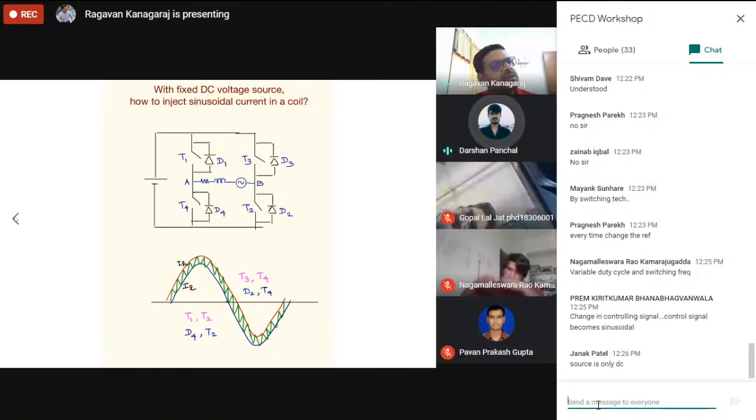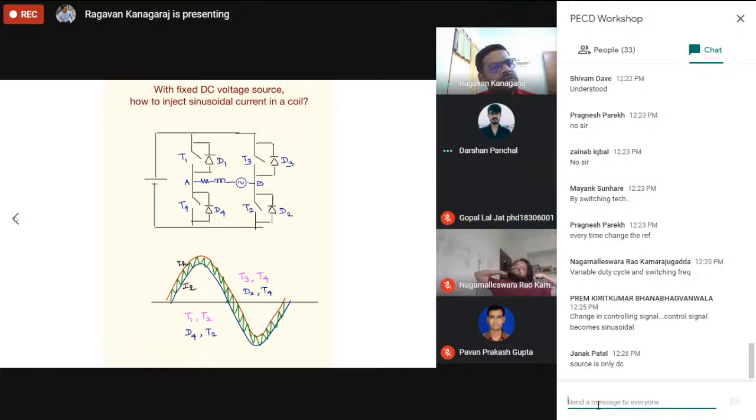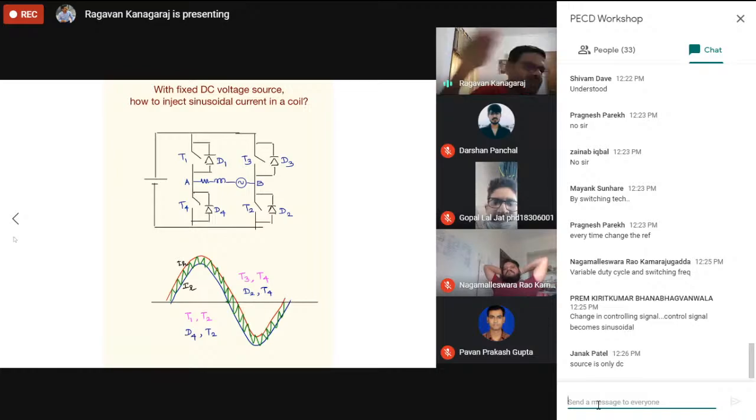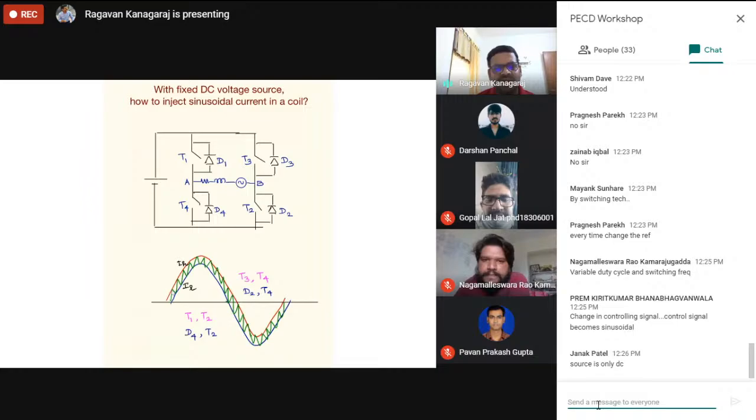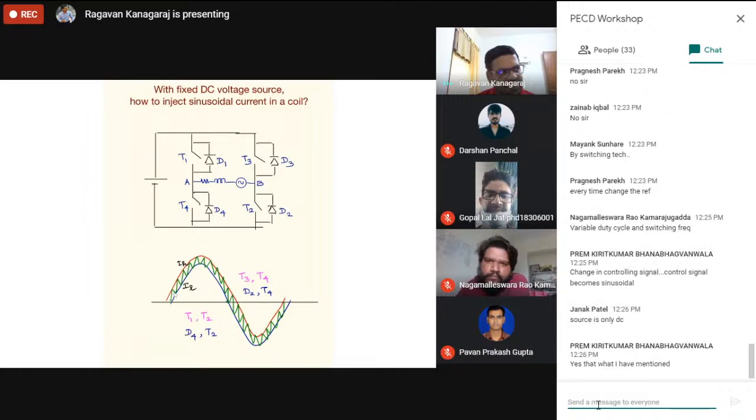By changing the hysteresis band. Great. In the quasi square waveform, I have maintained the reference current as 10 ampere. Now for getting sinusoidal current, I will keep changing the reference current. For instance, let's say the reference current is 2 ampere. After some time, the reference current will be 4 ampere, then 6 ampere, 8 ampere, 10 ampere.